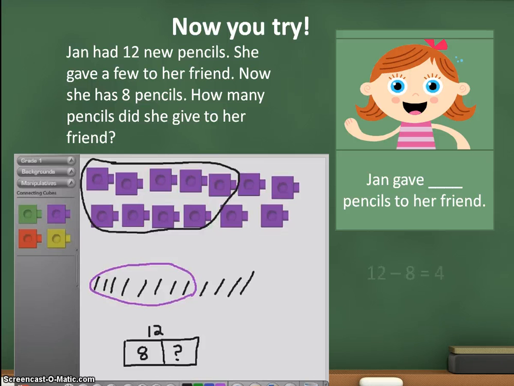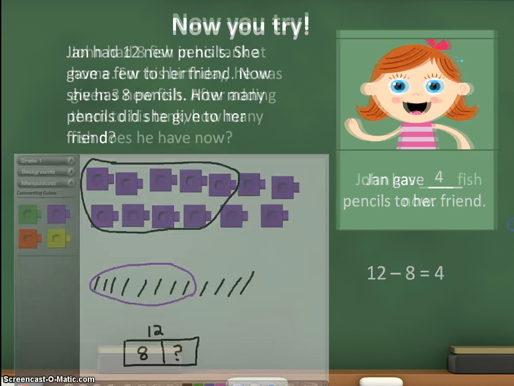Hopefully you wrote 12 minus 8 equals 4 because she had 12 pencils at first. She gave away some and was left with 8. All that's left to do now is put the 4 in the sentence to solve. You are doing very nicely.